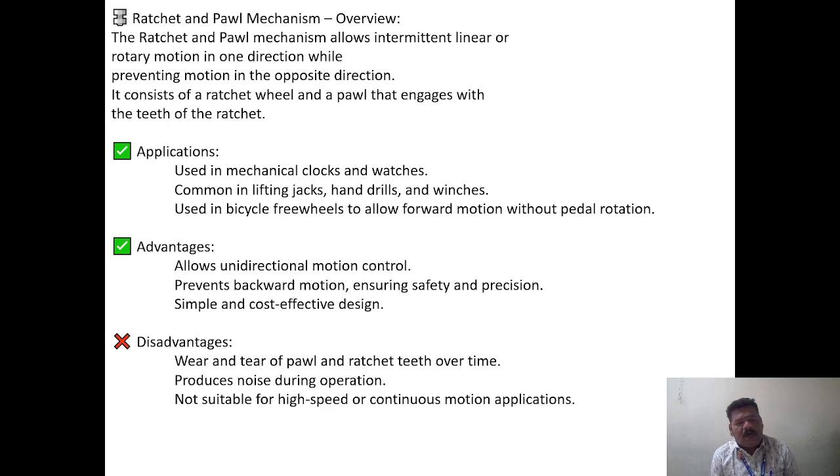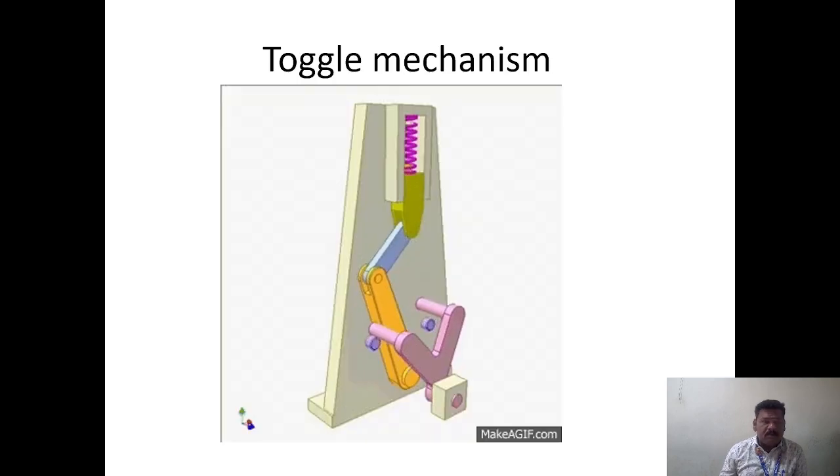The advantages are it allows unidirectional motion control, prevents backward motion, ensures safety and precision, and is a simple and cost effective design. The disadvantages are wear and tear of the pawl and ratchet teeth over time. It produces noise during operation. Not suitable for high speed and continuous motion operation.